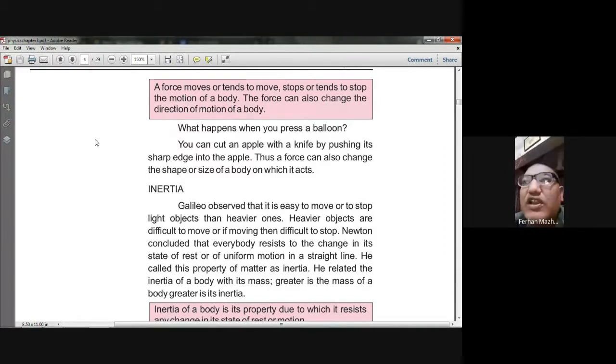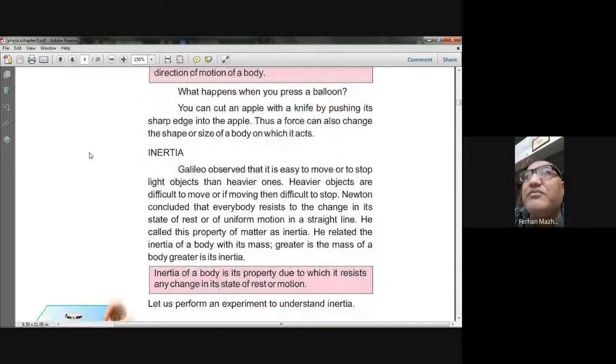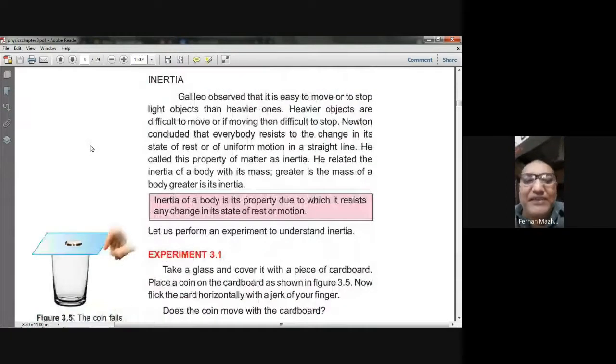Okay, inertia. Let me give you a very good example. If you are sitting in a car, the car is at rest, and all of a sudden your driver accelerates the car. He pushes the accelerator and your car moves forward. Whenever the car moves forward, your body goes backward.